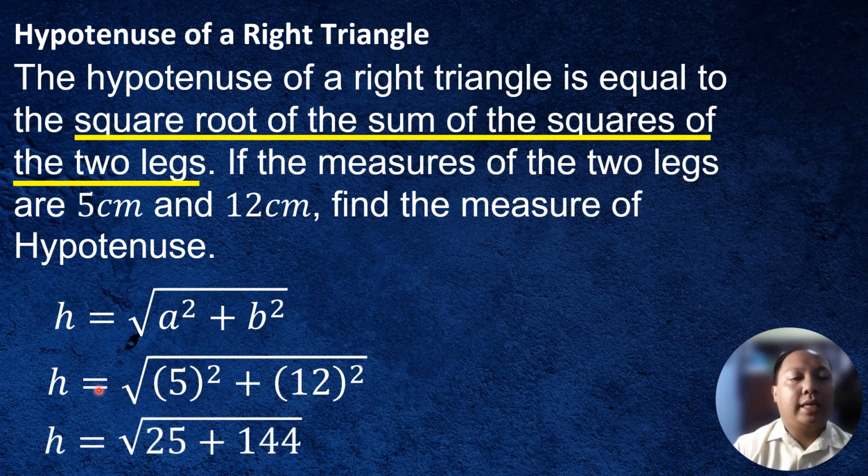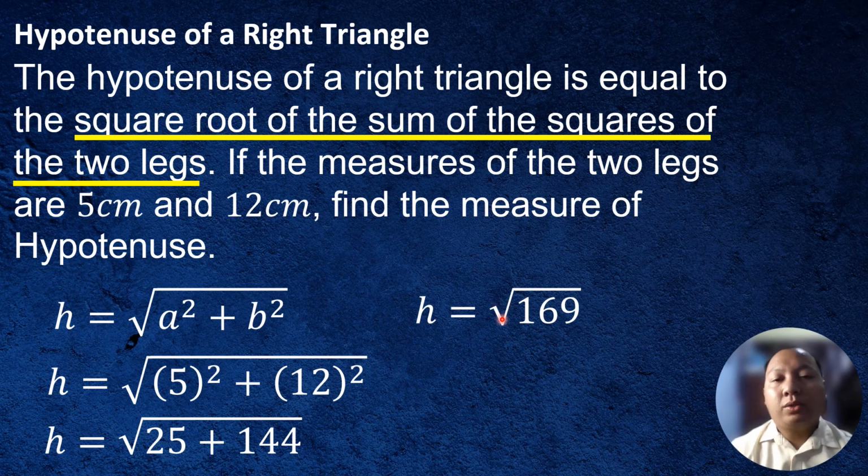Now, we all know that 5 squared is 5 times 5 which is 25, and 12 squared is 12 times 12 which is 144. Now, therefore, we have h is equal to square root of 25 plus 144. Pag pinag-add natin yung 25 at 144, the answer is 169. Now, ang square root po ng 169 ay 13. Therefore, our h is equal to 13 centimeters. Again, the measure of our hypotenuse is 13 centimeters.